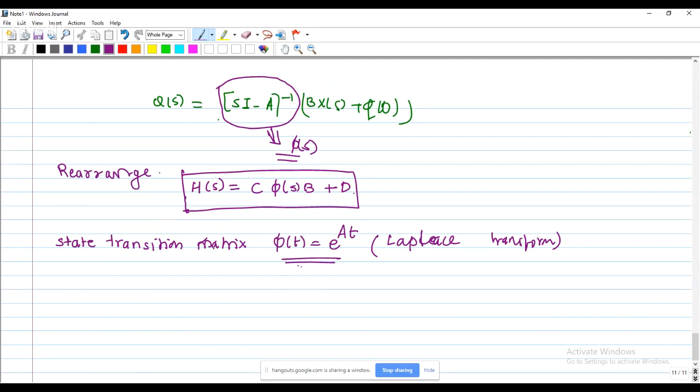The Laplace transform method says that phi of t is equal to e raised to A t, which is equal to the Laplace inverse of (sI minus A) the whole inverse. This is how we are going to solve it. Understood, everyone? Is it fine? Is it going good?